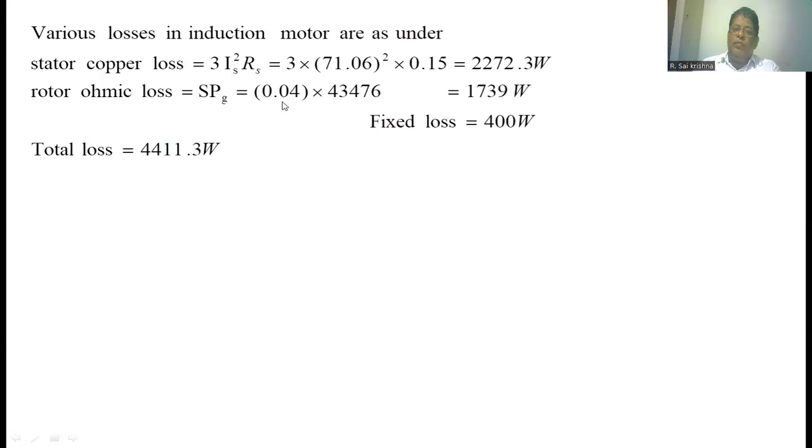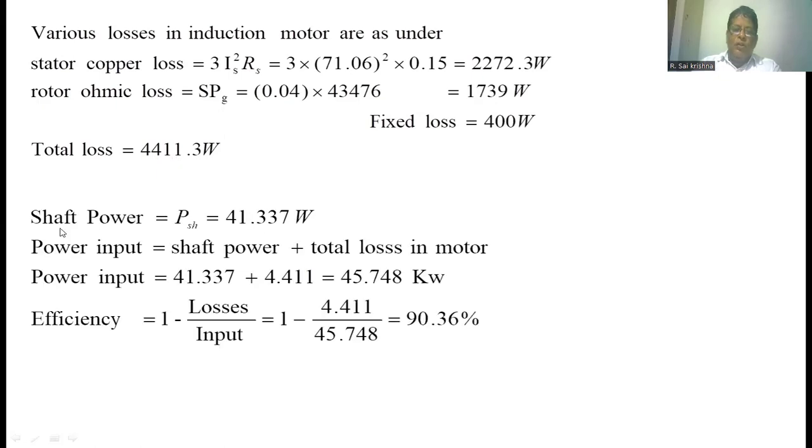Rotor ohmic losses equal S into air gap power. So this is equal to 0.04 into the air gap power, which we already calculated, that is 43,476. We are getting 1,739 watts. The fixed losses are given, that is 400 watts. If we add all these components, the total losses in the induction motor we are getting is 4,411.3 watts. Now, the shaft power we already calculated, that is 41.337 kilowatts.